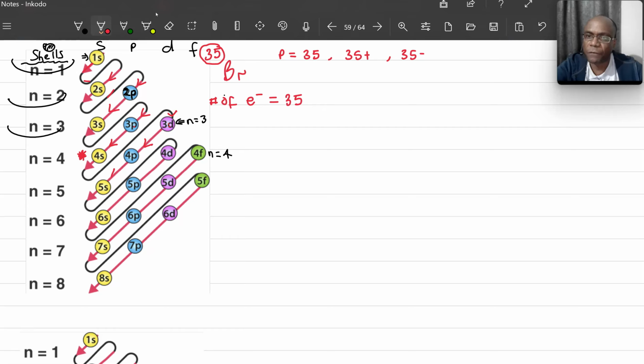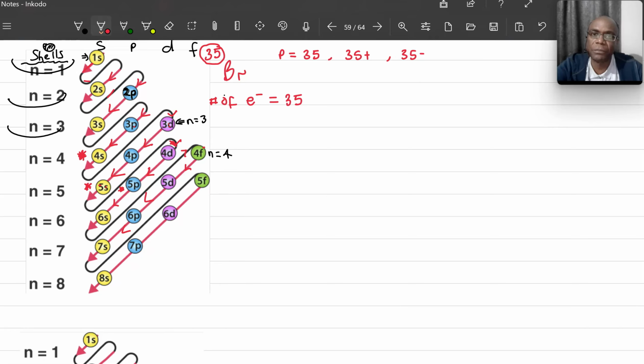Then you fill up the 5S. Now you're filling the 5S before the 4D. Why? Again, the 5S, put a star there. 5S has lower energy than 4D. So fill 5S before 4D. Then you come back and fill up the 4P. We can put a star there. Then the 6S before the 4F, because 6S has lower energy than 4F, and the trend continues, so and so on. So you see, this is an important guide.